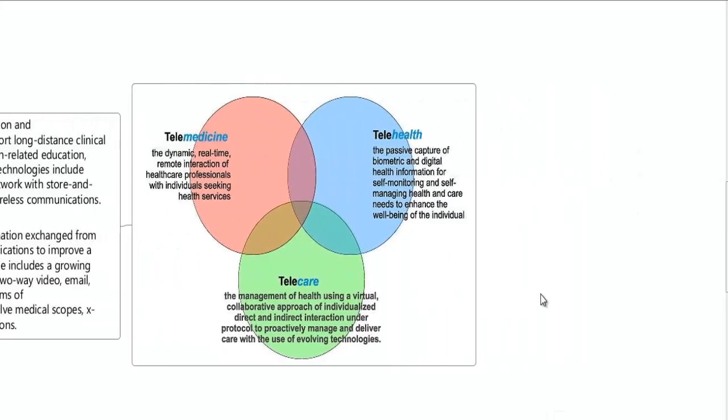Remember, telemedicine is the dynamic real-time remote interaction of healthcare professionals with individuals seeking health services. And telehealth is the passive capture of biometric and digital health information for self-monitoring and self-managing health and care needs to enhance the well-being of the individual. And telecare is the management of health using a virtual collaborative approach of individualized direct and indirect interaction among protocols to proactively manage and deliver care with the use of evolving technologies.